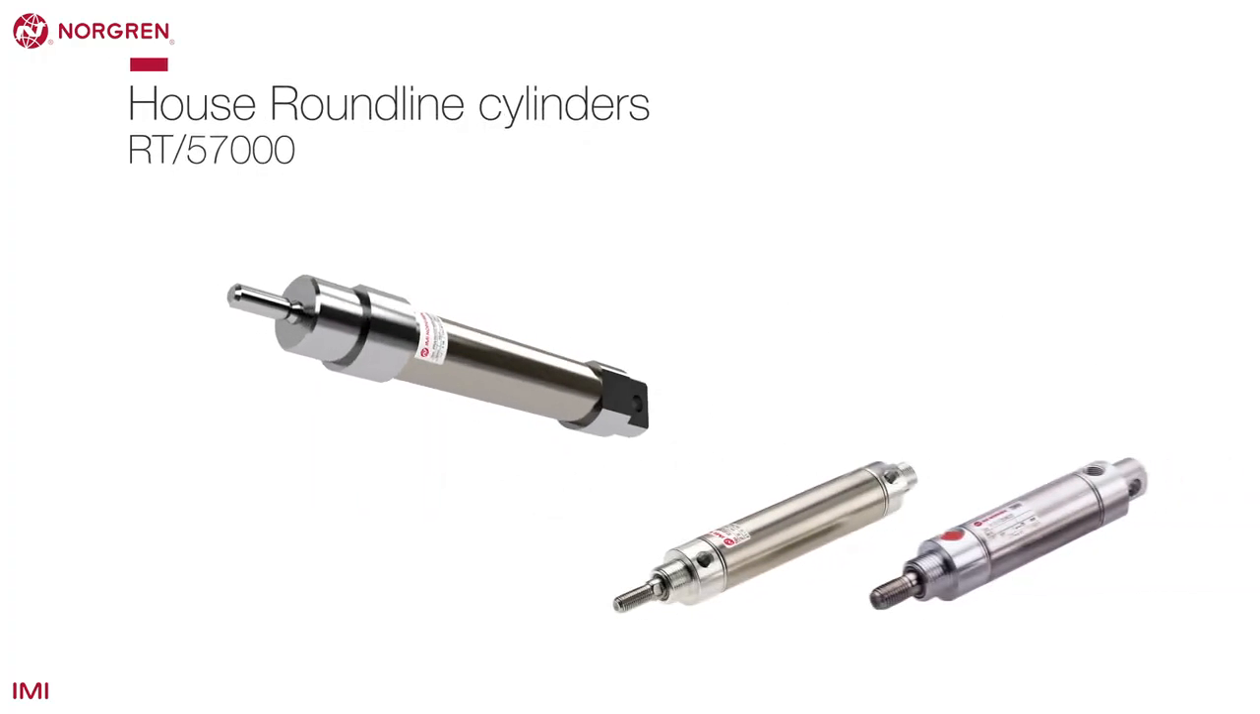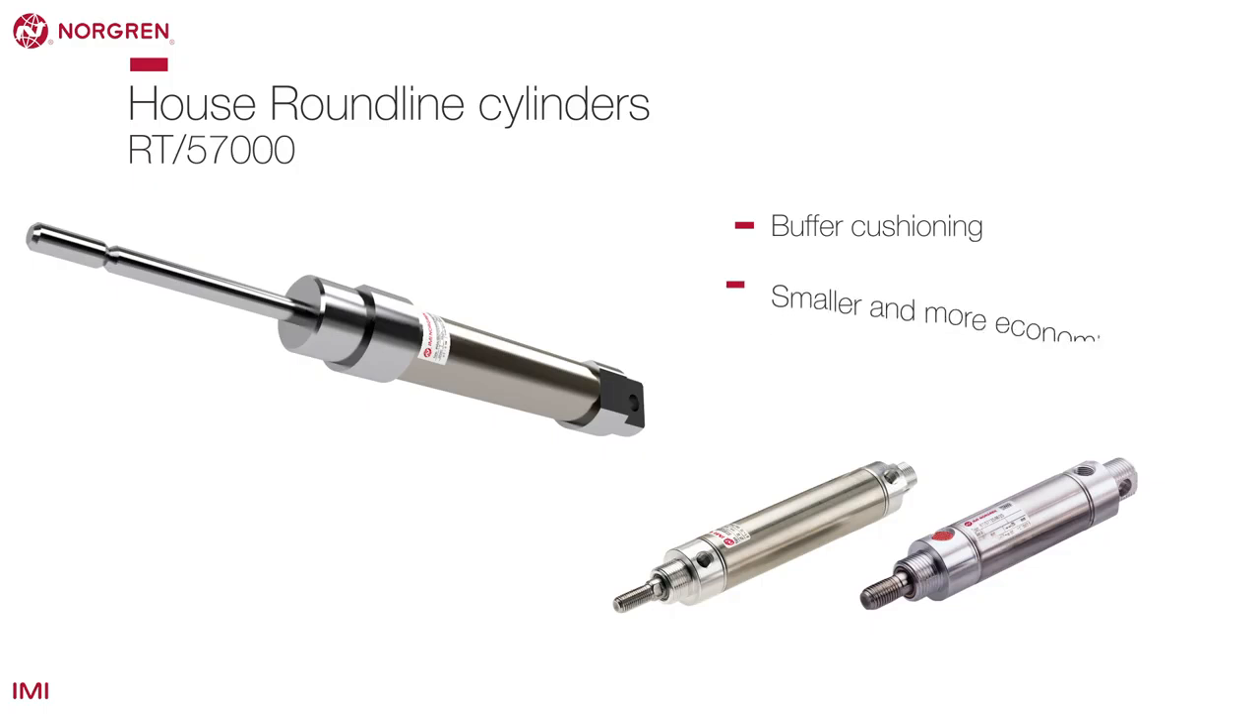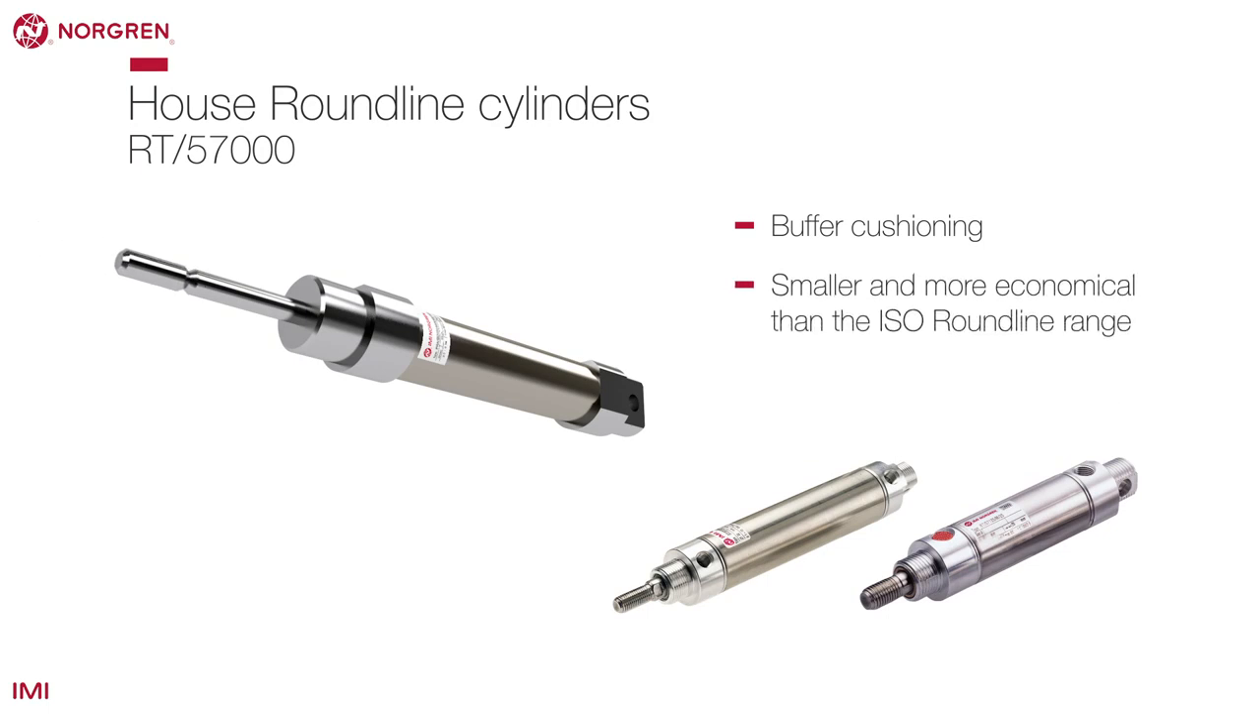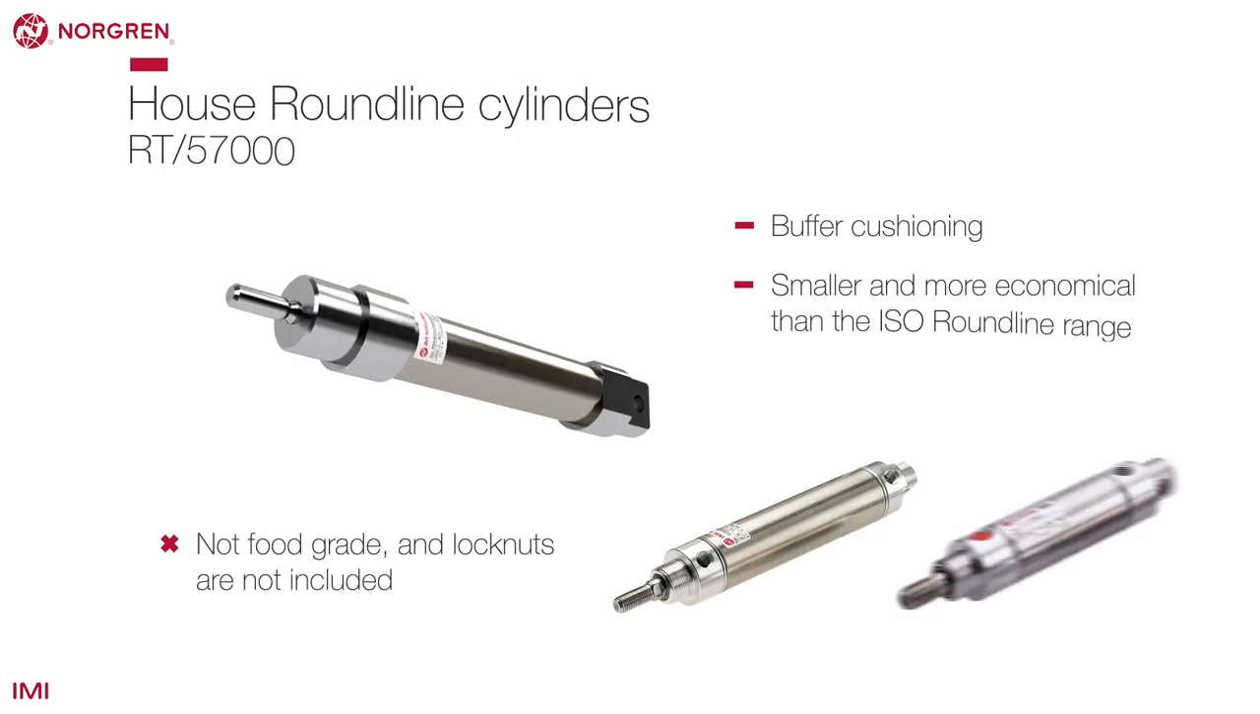Norgren's house range of Roundline cylinders have buffer cushioning and are smaller and more economical than the ISO Roundline range. Although the outside is smooth, these are not food grade, and lock nuts are not included.